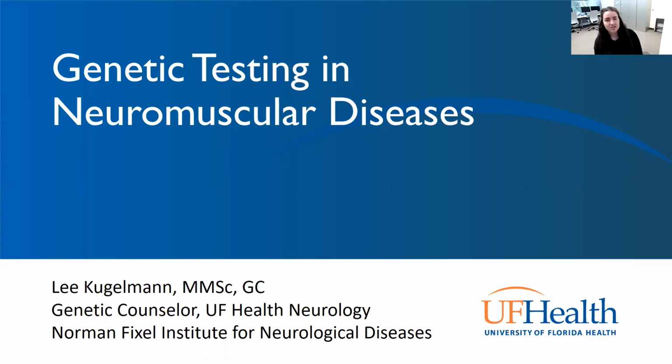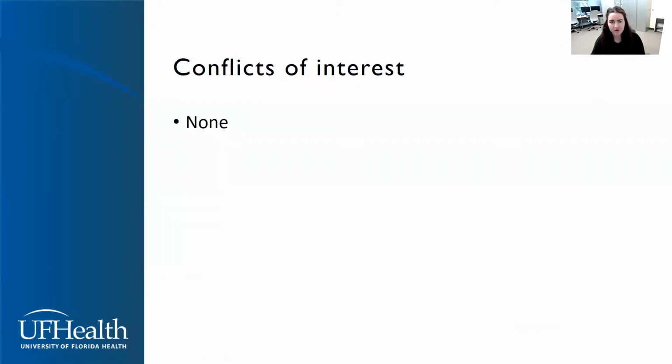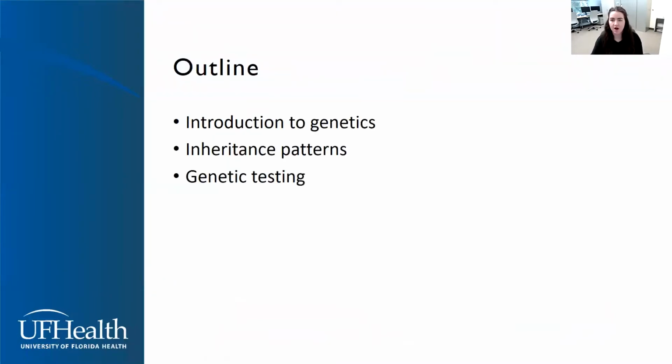Well, I'm excited to talk to you guys today. Just to start off, I have no conflicts of interest to share. We're going to start off with an introduction to genetics, just so we're all on the same page with all of the terminology. And then I'm going to talk through the different inheritance patterns for a variety of different neuromuscular diseases. And then I'll get into the weeds on what the genetic testing process can look like.